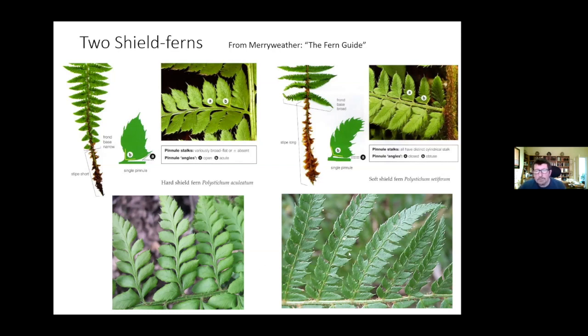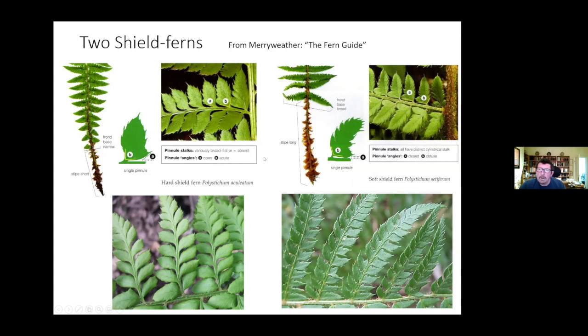Some people say if you hold this one up to the light, then you can't see very much coming through, whereas if you hold this one up, you can see a lot. That takes a bit of practice, but I think if you look for this angle, then you'll have a good chance to distinguish it. The stripes are short and long. The frond base is narrow on this one and broad on that one. So again, these are some quite good characters.